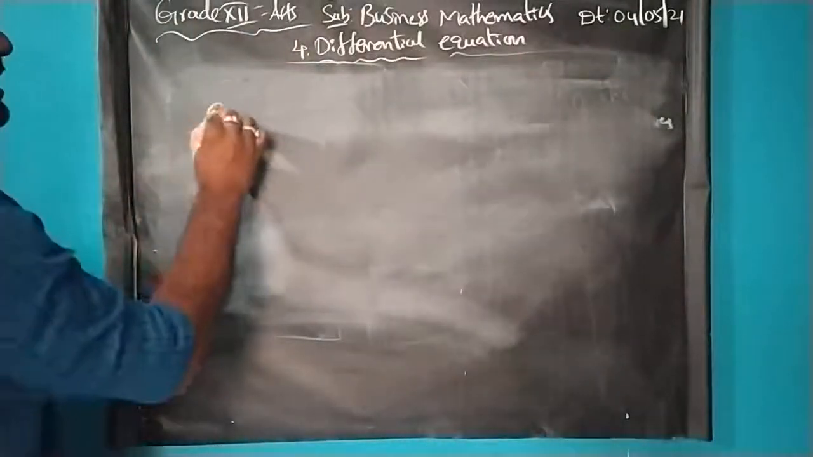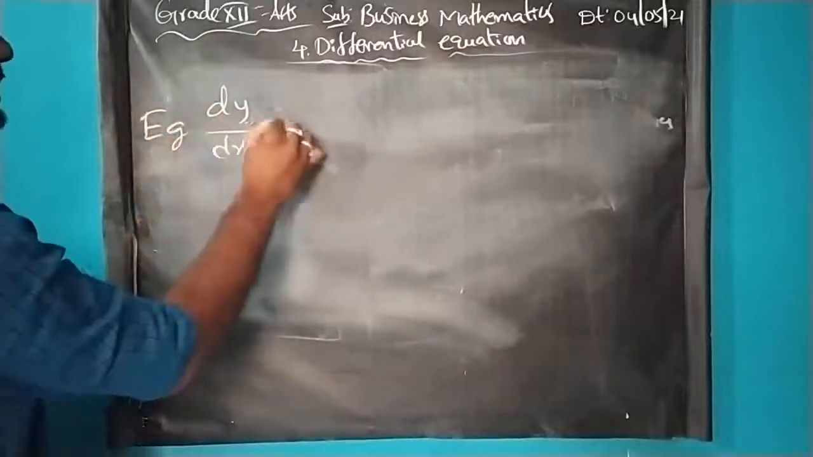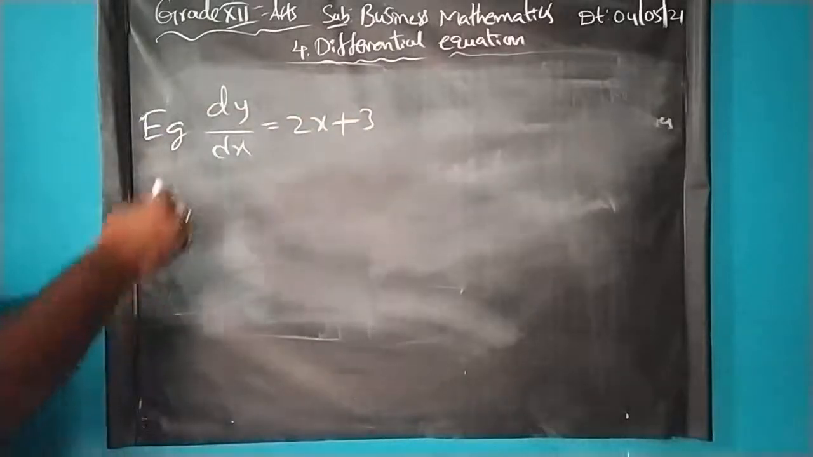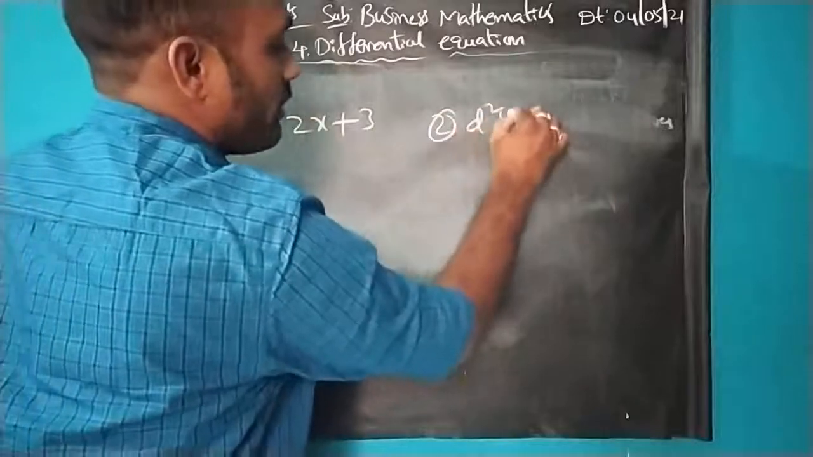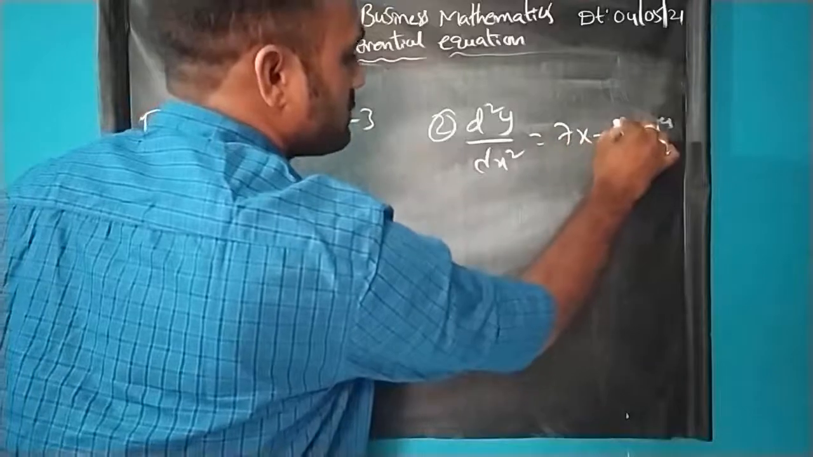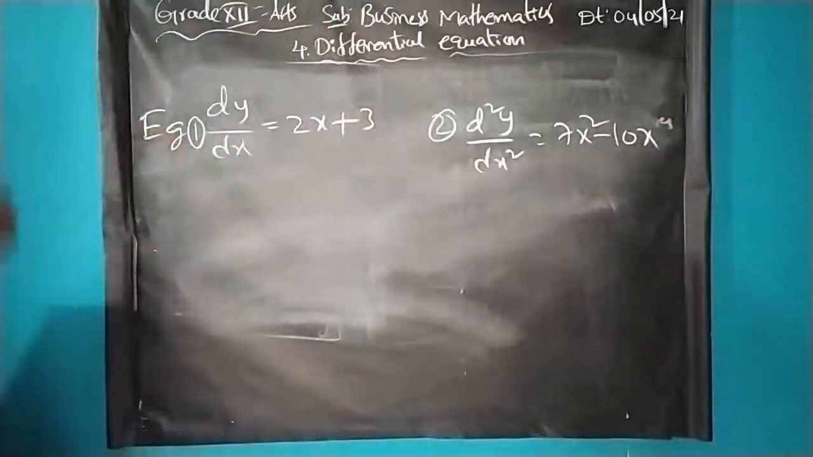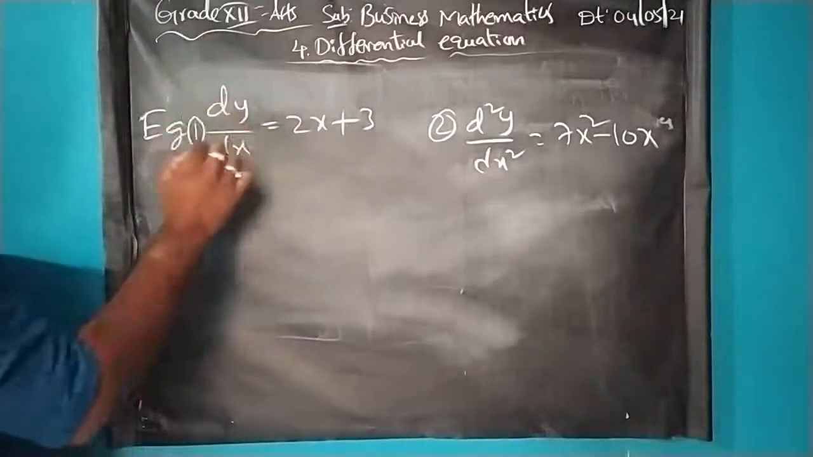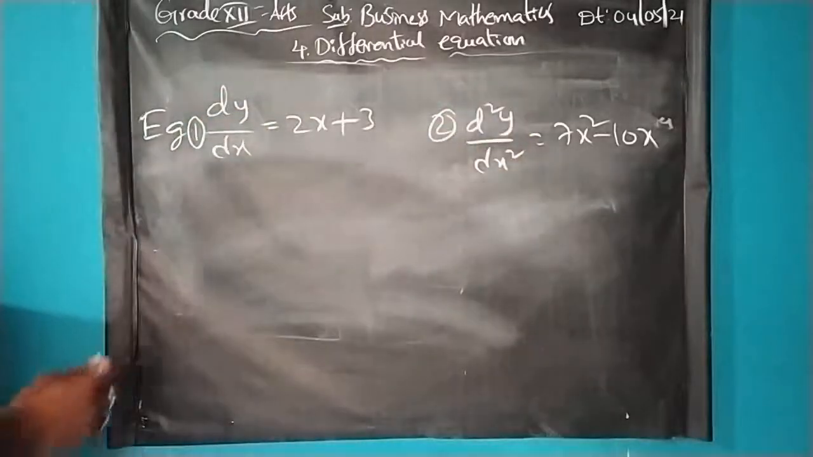I said dy by dx is a differential equation. Example, dy by dx is equal to 2x plus 3. This is an example of a differential equation. Another example we can take: d square y by dx square is equal to 7x square minus 10x. These are examples of differential equations. Here we are defining dy by dx, and here we are defining d square y by dx square.